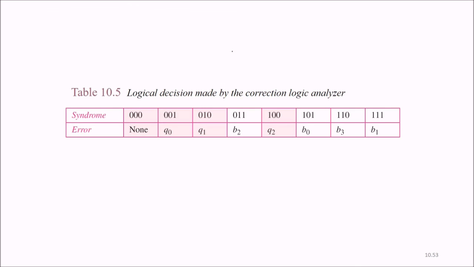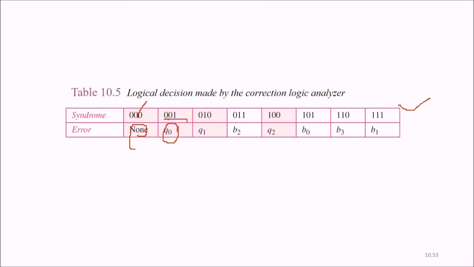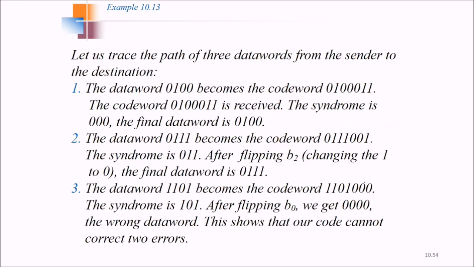So the logic decision made by the correction logic analyzer will be like this. If the syndrome is 000, no error. If syndrome is 001, the error is at Q0 and likewise. This table is there. So this actually shows, what I want to tell you, that depending on the syndrome, we can easily find out where the error is.